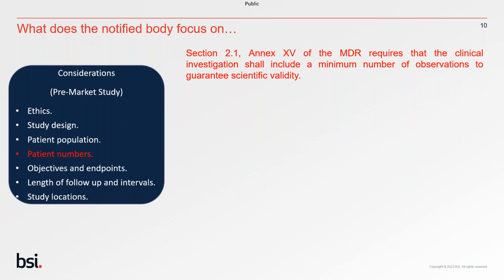Section 2.1 of Annex 15 of the MDR says quite clearly that the investigation shall include a minimum number of observations to guarantee scientific validity. It's important to note that the MDR says observations, not subjects, because sometimes to repeat something on the same individual can still be considered an observation, and that can still formulate a statistical analysis plan in certain situations with certain devices. So just note that reference to that term.